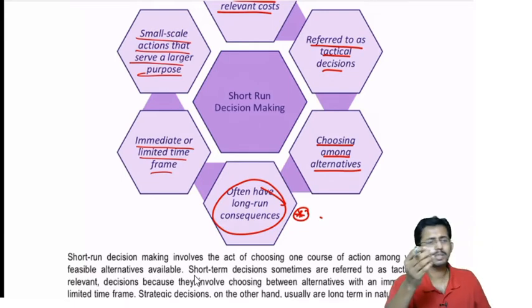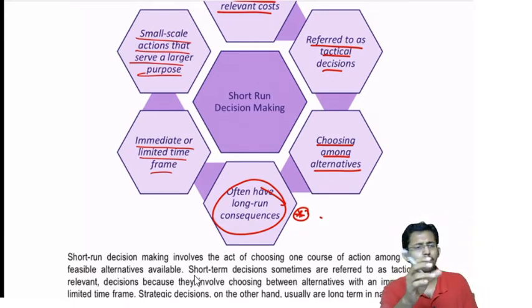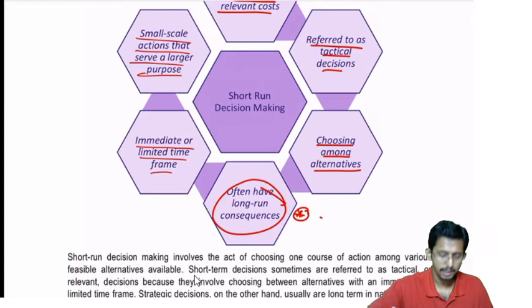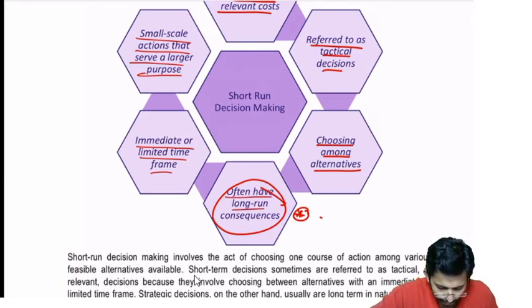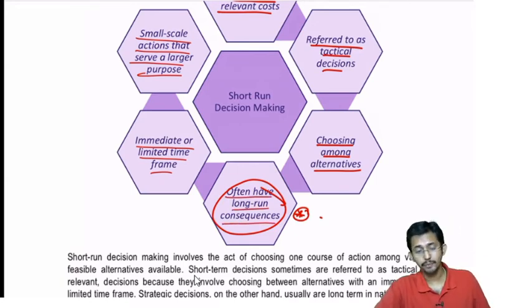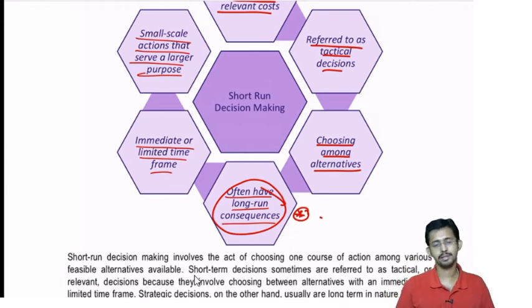So these will be small actions only because this is only for a limited period. These are the characteristics. Now, here is the point. Often have longer run consequences. See, when you take short-term decisions, don't think that it is going to have a short-term impact only. No. Sometimes it may have a long-run consequence also, which you should consider when you take a decision for short-run. Say for example, once you have reduced the price for a particular product, can you increase it after 3 months? You have to see.